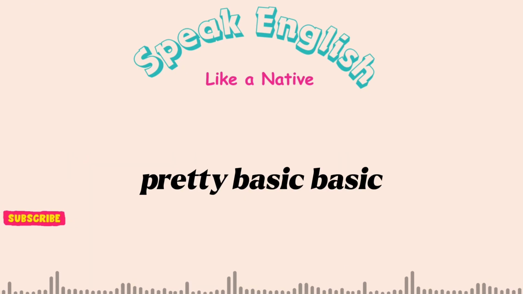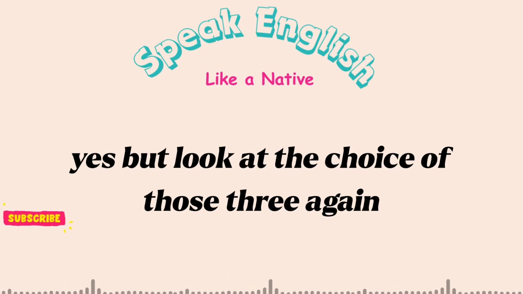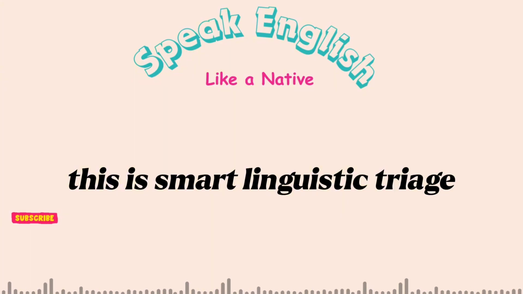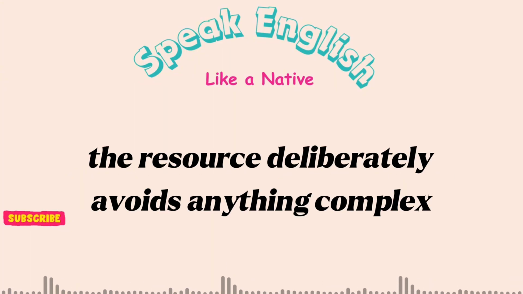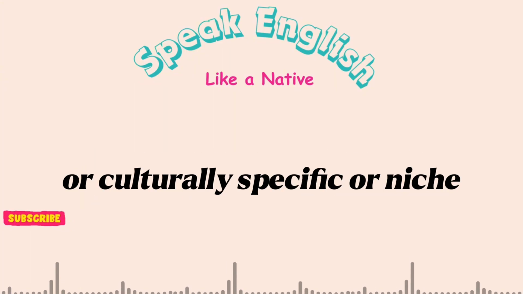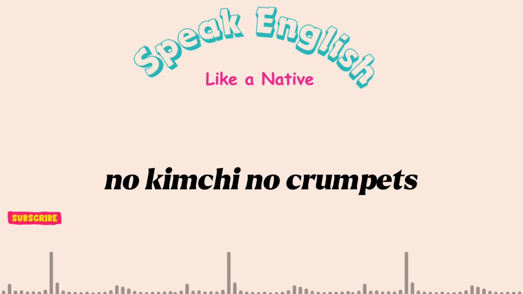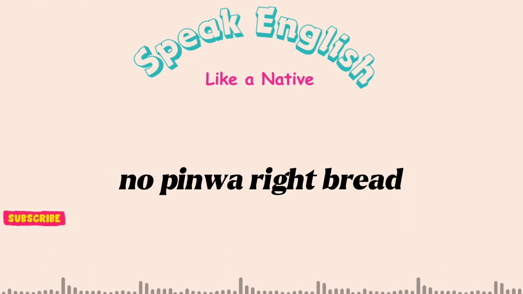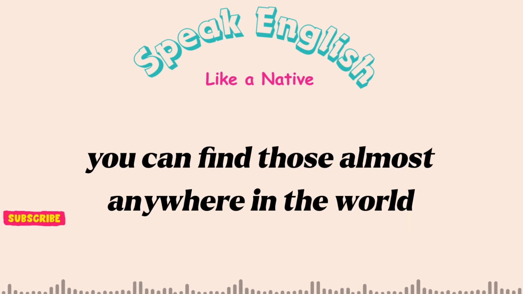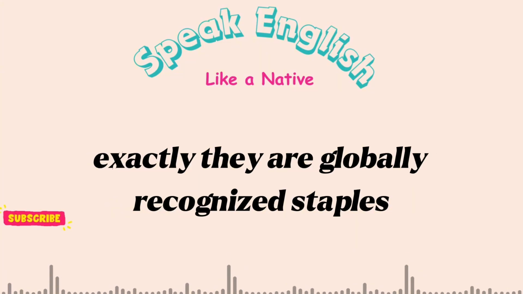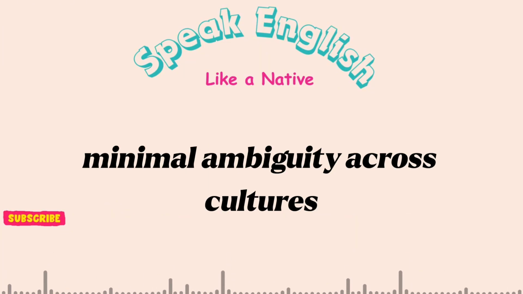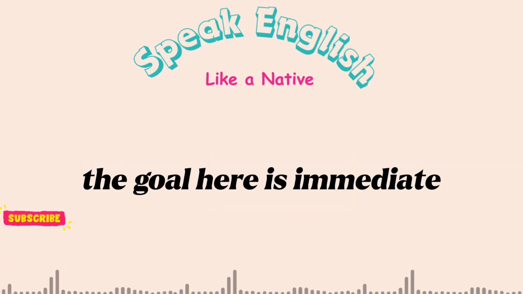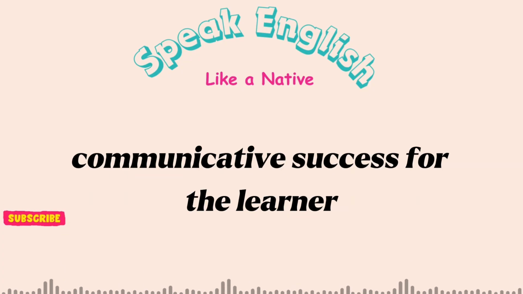Pretty basic. Basic, yes, but look at the choice of those 3. Again, this is smart linguistic triage. The resource deliberately avoids anything complex or culturally specific or niche. No kimchi, no crumpets, no quinoa. Right, bread, rice, fruit, you can find those almost anywhere in the world. Exactly. They are globally recognized staples. Minimal ambiguity across cultures. The goal here is immediate communicative success for the learner.